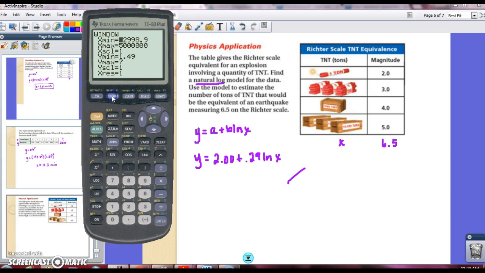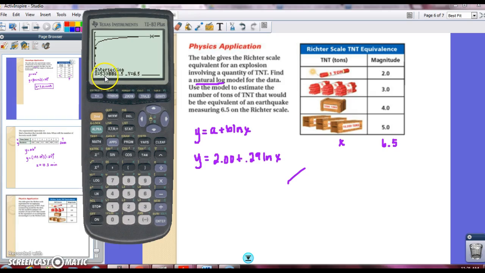So I'm going to go back to my window. Maybe I'll try 6 million. Let's try that. And I think we're probably going to be okay. There, you can kind of see where those two lines intersected. So now we can go ahead and do second trace, option 5, intersect, enter 3 times.